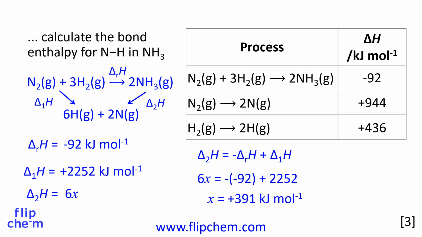Hess's law states that enthalpy change is independent of the route taken. So delta 2H is equal to minus delta RH plus delta 1H. Take care with directed numbers. Substitute the known values in and solve for X. The NH bond enthalpy is plus 391 kilojoules per mole.